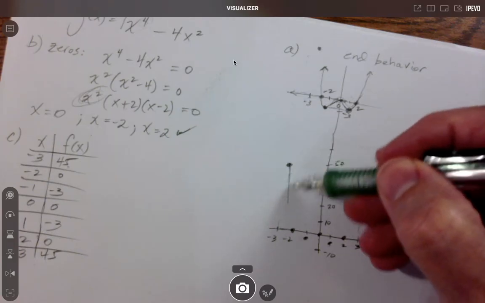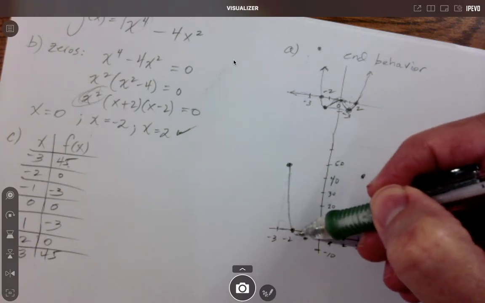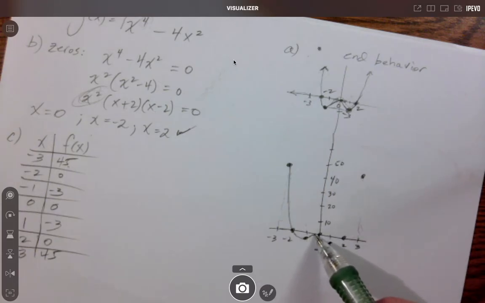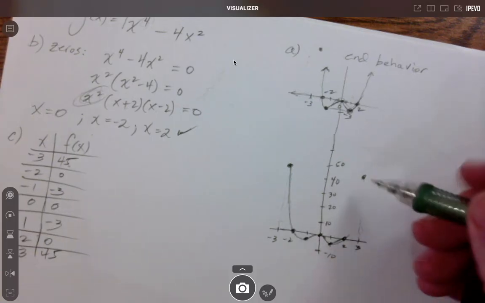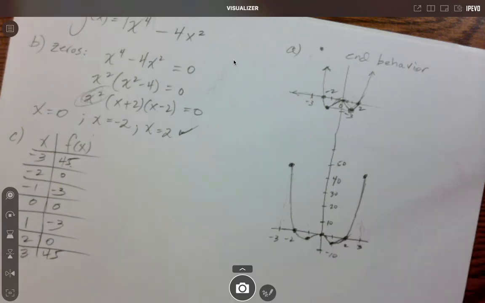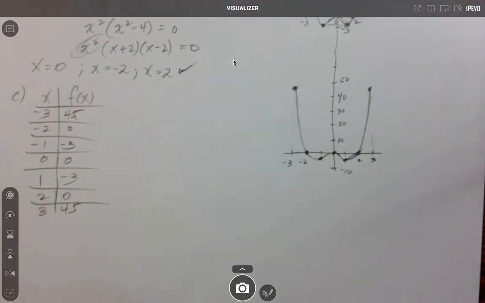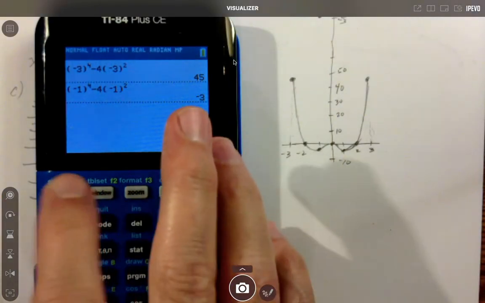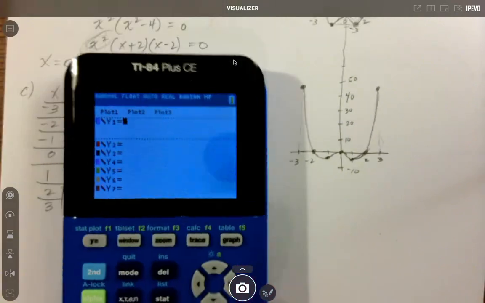Try to draw as smooth a curve as you can because it is a polynomial. Remember, polynomials are curvy and there's no gaps. So it does something like this. It should be a decent drawing of that graph. Now, let's check it out because I could have made a mistake.